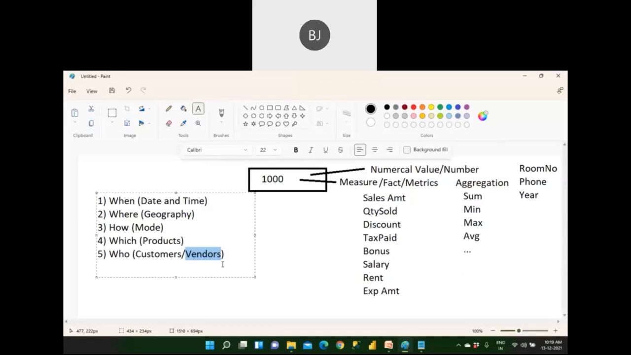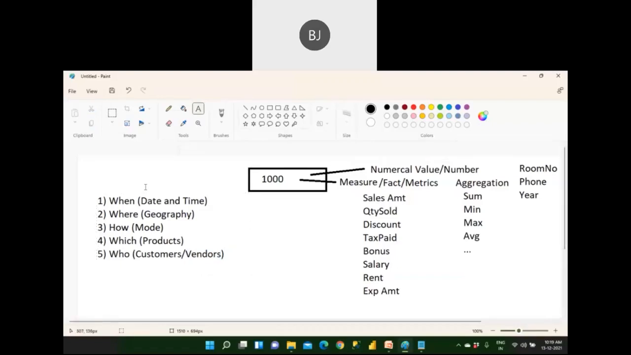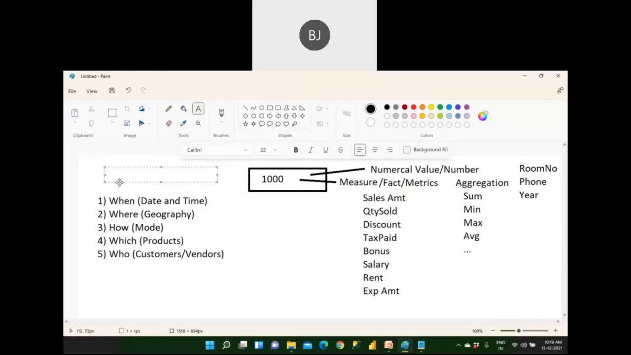So when, where, how, which, who. These are the questions that you should be able to answer. This is where we are going to be getting details about detailed data. This is what is called string data. So for numerical data, we are going to be getting details, and this is what is called string data, or textual data.